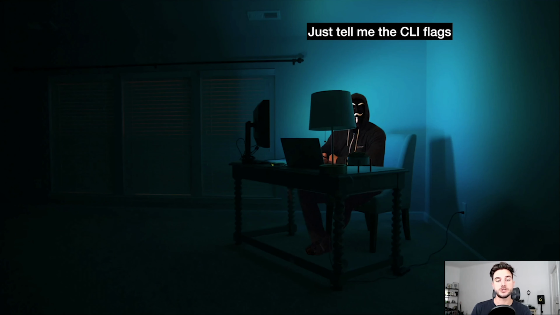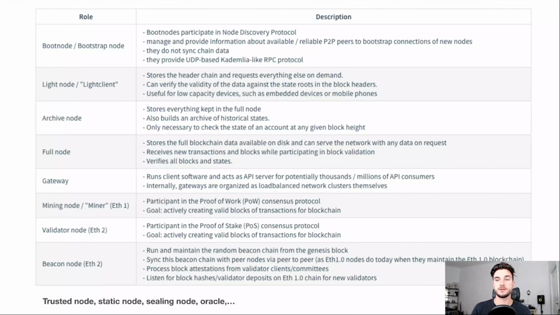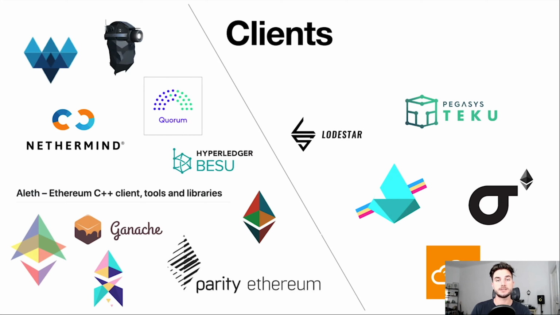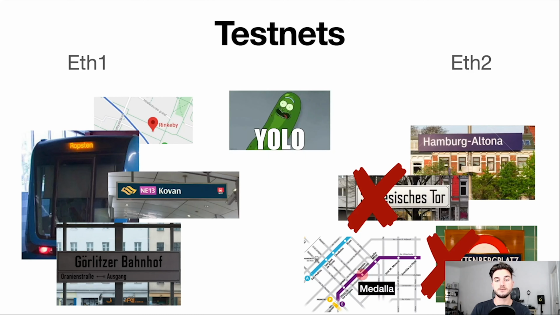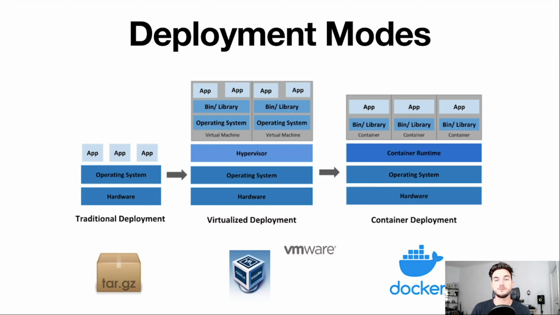Okay, if we are beyond this stage and we have a good feeling for the network and its infrastructure, the next step is usually that we jump directly into the configuration of a client. And this can be a very frustrating experience. We are confronted with a lot of different options and concepts, and it helps to first learn about a few very important topics, such as the different types of nodes that we have and configurations that we can do on these clients, the different consensus algorithms, all the different clients that exist, the different test nets, all the different sync algorithms, the different deployment modes.